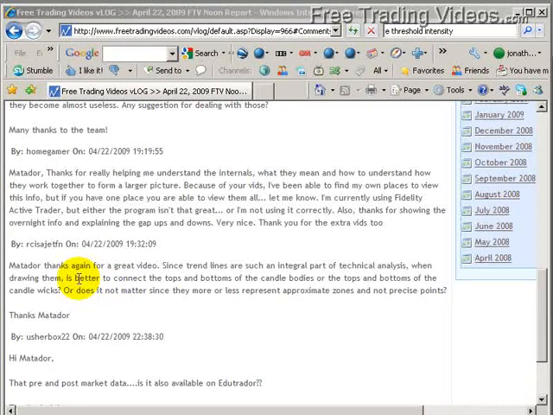The last one in here, thanks again for the videos. Since trend lines are such an integral part of technical analysis, when drawing them, is it better to connect the tops and bottoms of the candle bodies or the tops and bottoms of the candle wicks? Or does it not matter since they more or less represent approximate zones and not precise points?